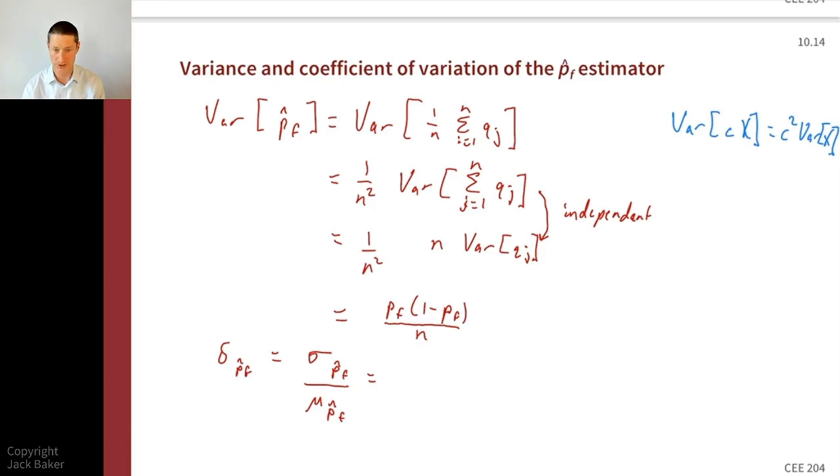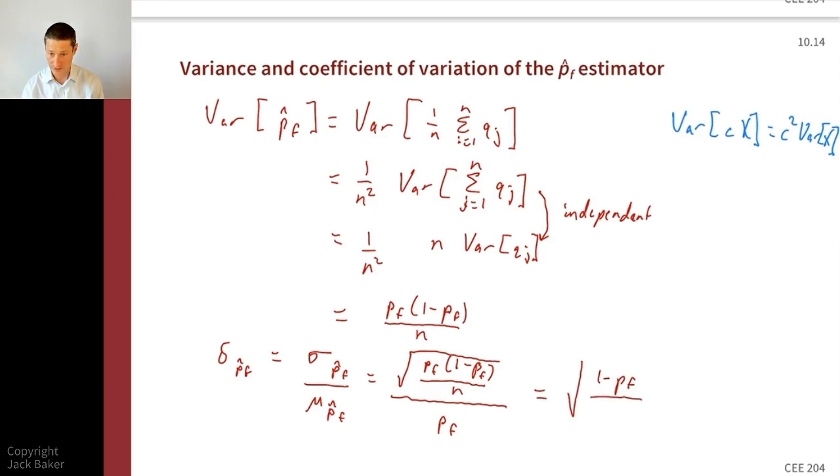So the numerator is just the square root of the variance we computed in the previous line. So it's the square root of PF times 1 minus PF over n. And then the denominator, the mean value of this estimator, is just PF. So in the numerator, I've got a square root of PF, and in the denominator, I've got a PF. So I'm left with a square root of PF in the denominator. And I'll get 1 minus PF over n PF, whole thing in the square root. Okay? So there's a coefficient of variation.